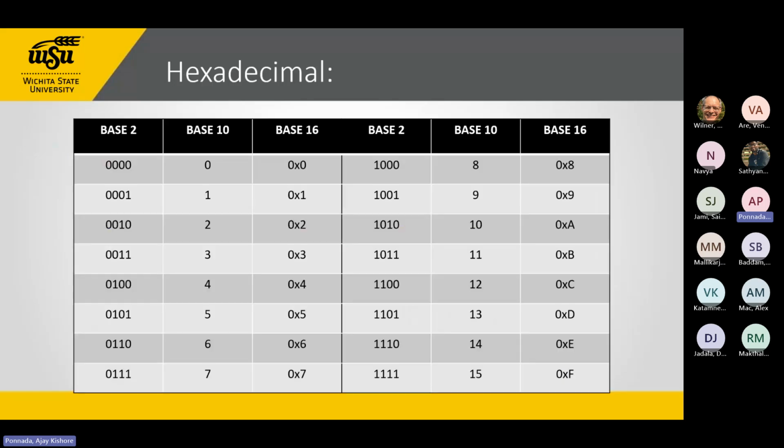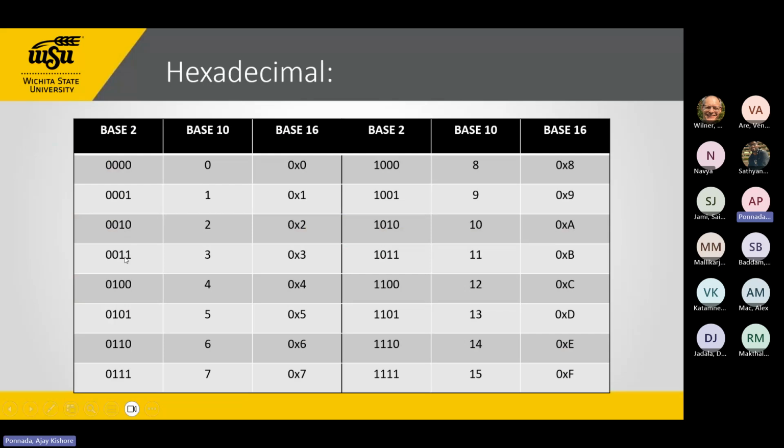So here you can see base 2, base 10, and base 16. You can see 0 0 0 0, in base 10 it's 0. So this is 1, this is 2, this is 4, and this is 8. So this is 0, this is 1, and this is in second place.